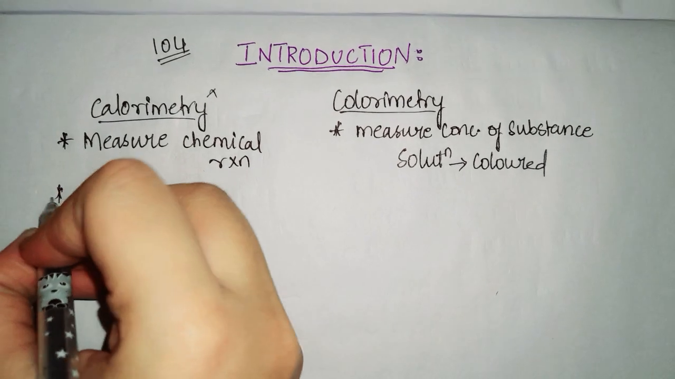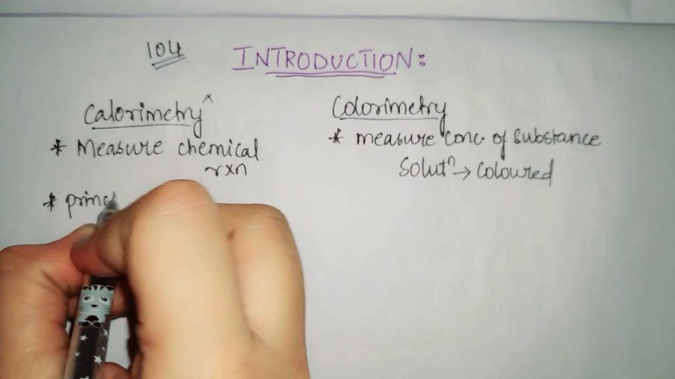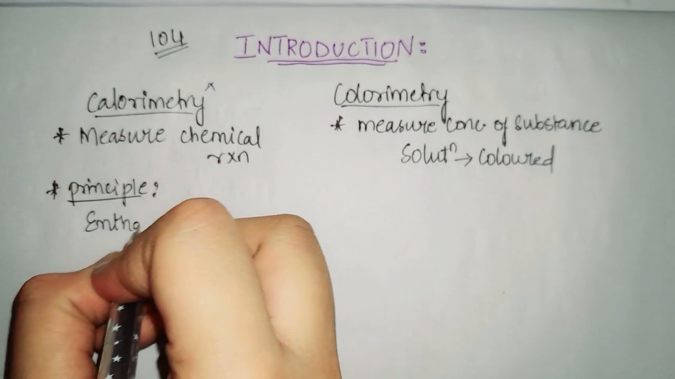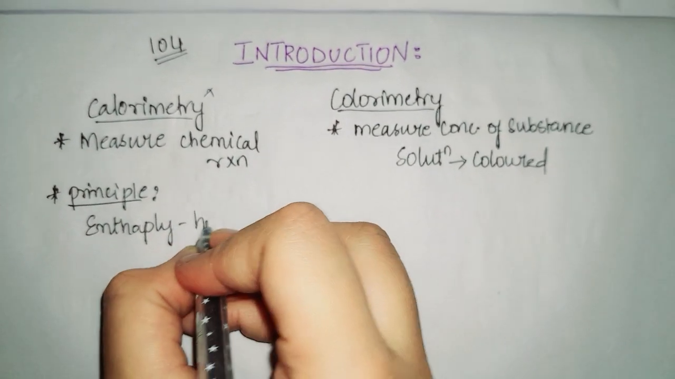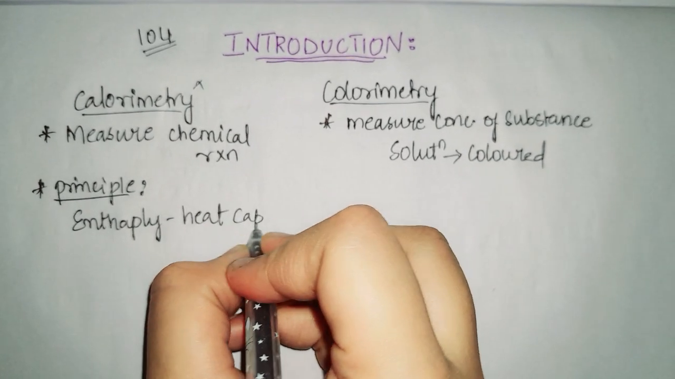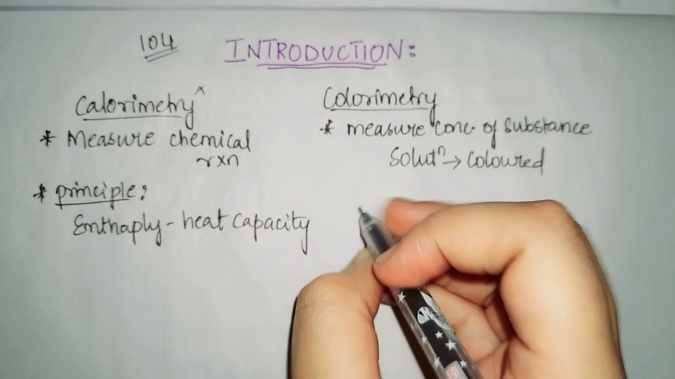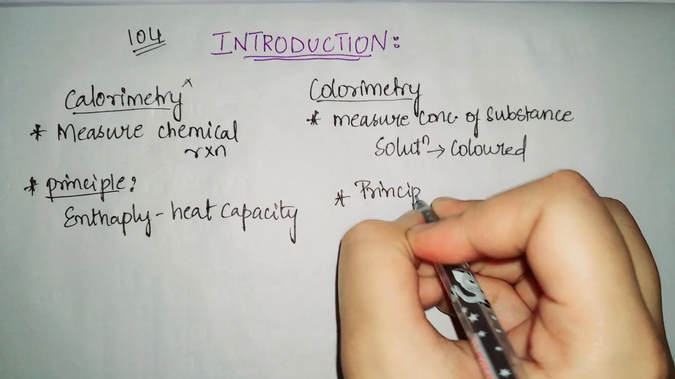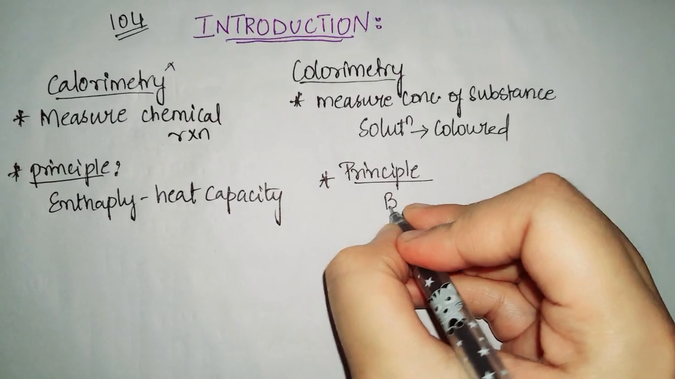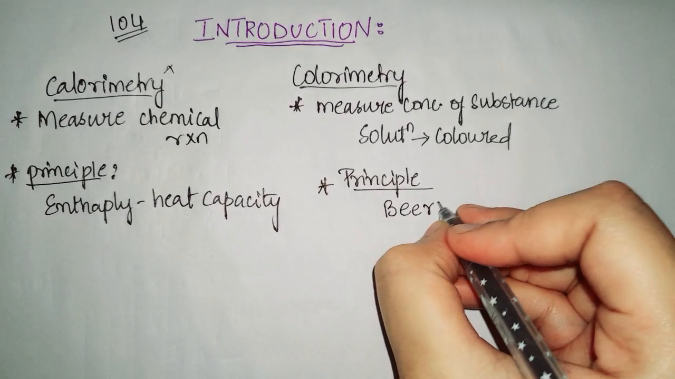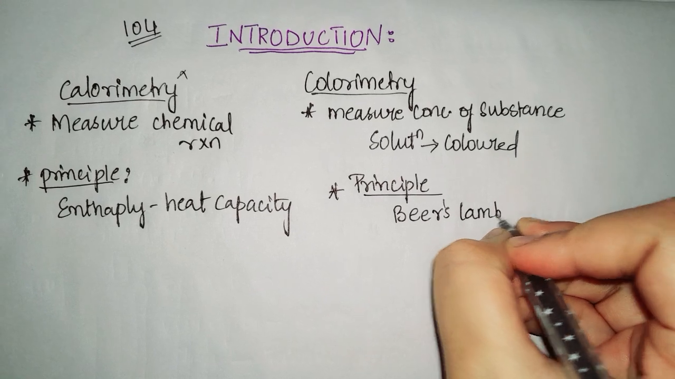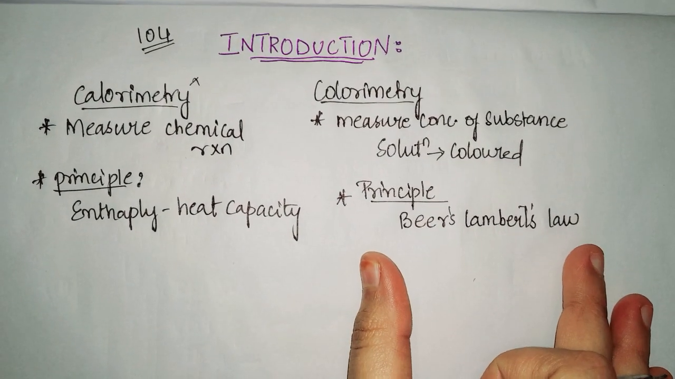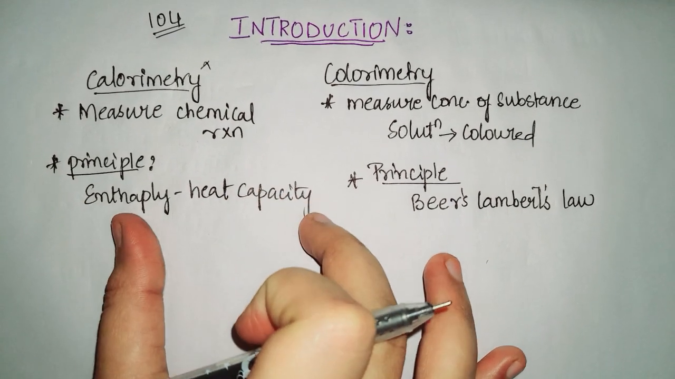Now if we see the principle, on which principle does it work? Calorimetry works on the principle called enthalpy, heat capacity. While if we talk about the principle of colorimetry, it works on the principle called Beer-Lambert's law. I'm going to discuss this Beer-Lambert's law in the colorimetry long answer. So colorimetry works on Beer-Lambert's law, and calorimetry works on the principle of heat enthalpy capacity.